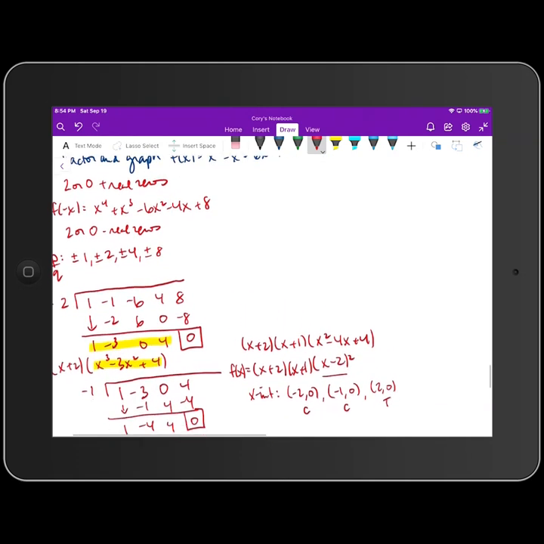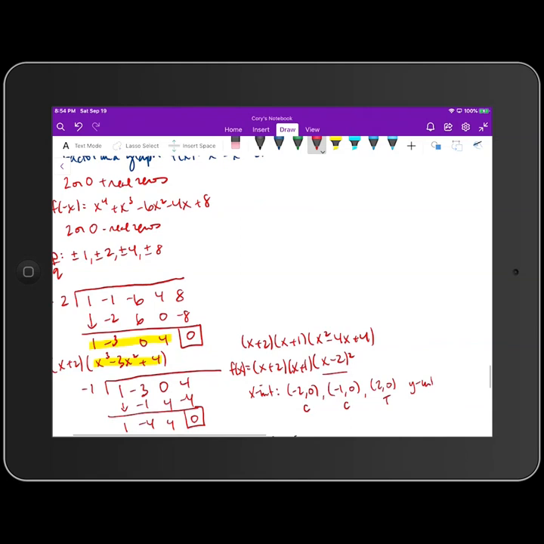We know the y-intercept is going to be the ordered pair 0, 8. And lastly, we know the end behavior of y equals x to the 4th is going to look like that. Okay, so once I know all those things, I can do a quick sketch of the graph of my function.